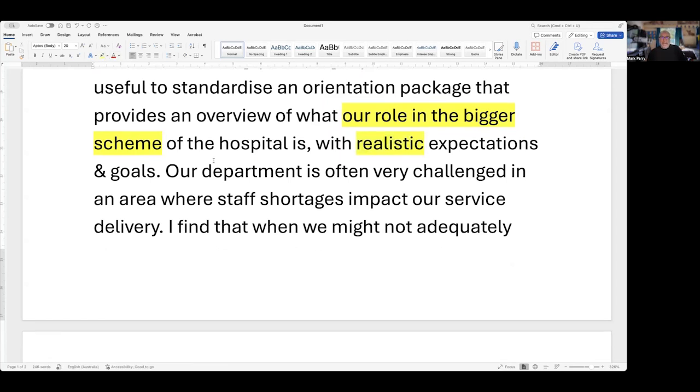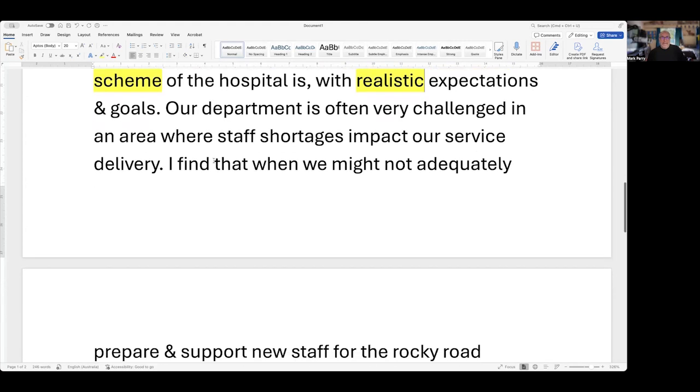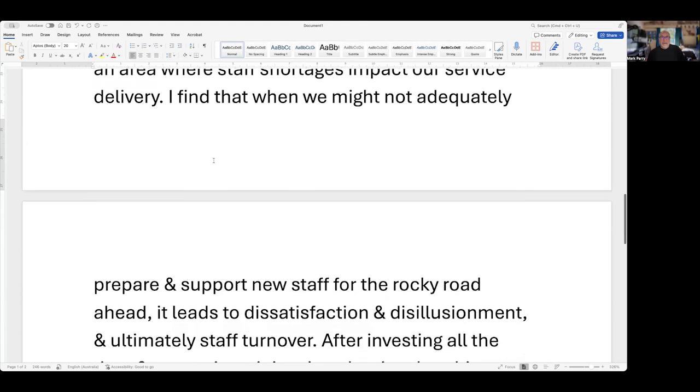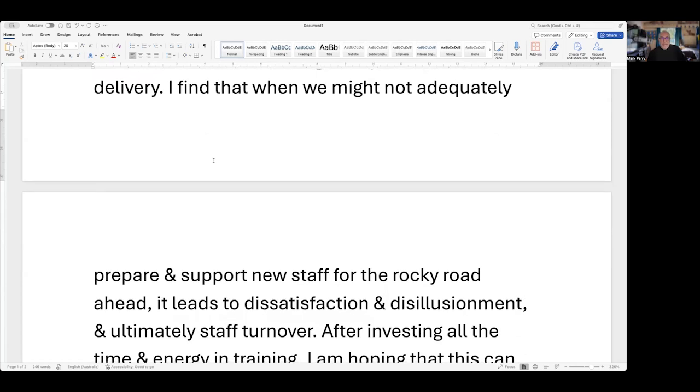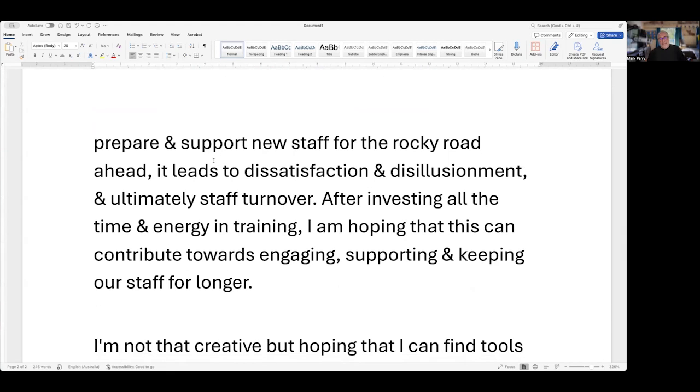Our department is often very challenged in an area where staff shortages impact our service delivery. I find that when we might not adequately prepare and support new staff for the rocky road ahead, it leads to dissatisfaction and disillusionment and ultimately staff turnover. Okay, so they're pretty serious business needs. And I like the fact that it's in everyday language. I get a really clear picture of what's happening, even though I'm not a pharmacist.